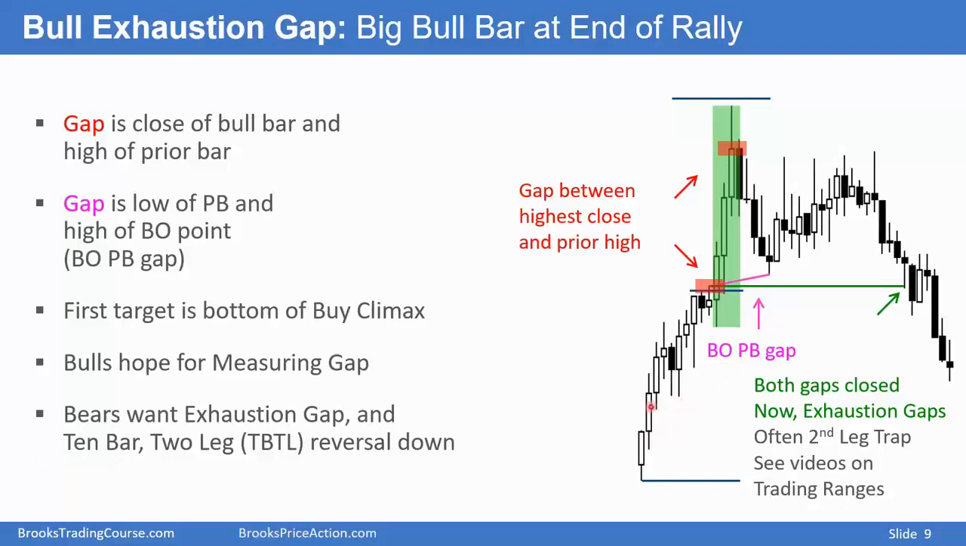Again, two-legged trap, a rally, pullback, and then an even stronger rally, a breakout. Bulls were hoping for a measured move up. The bears got an exhaustion gap. It traps traders into buying the top of the second leg up. First leg up, weak rally. Second leg up, very strong rally, breakout.